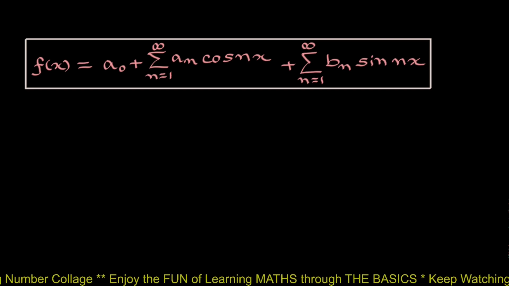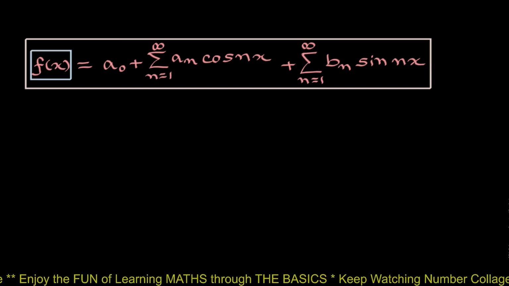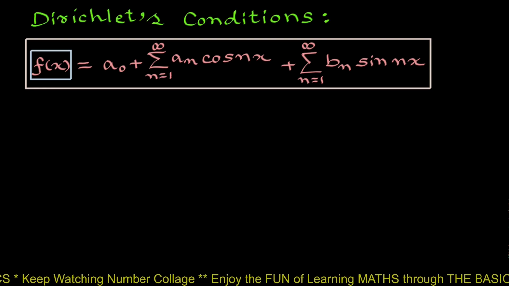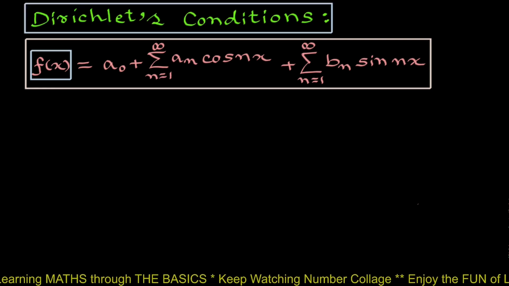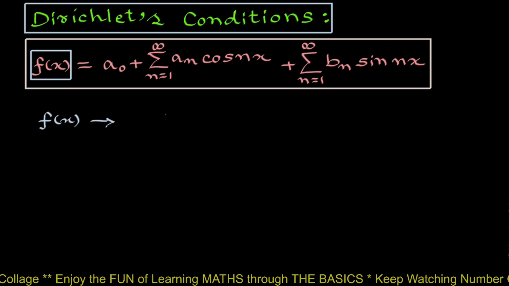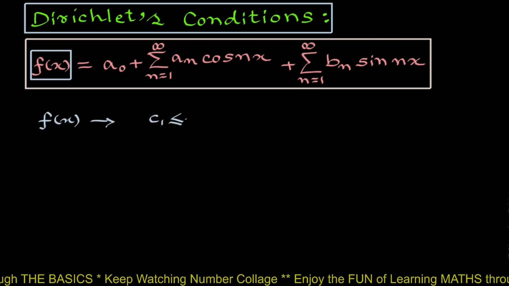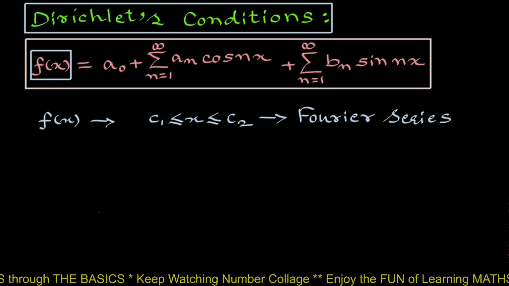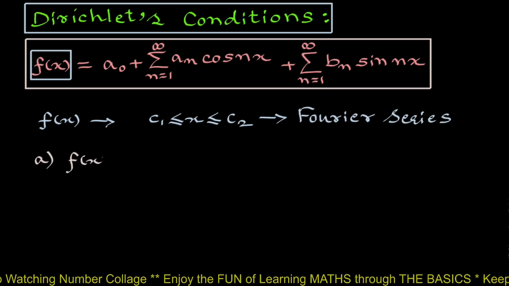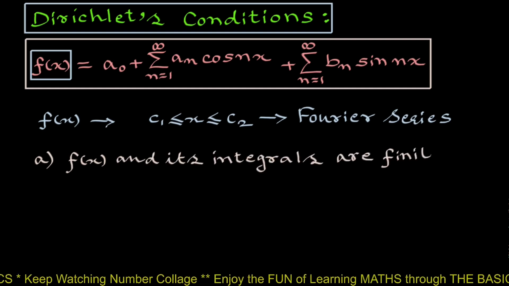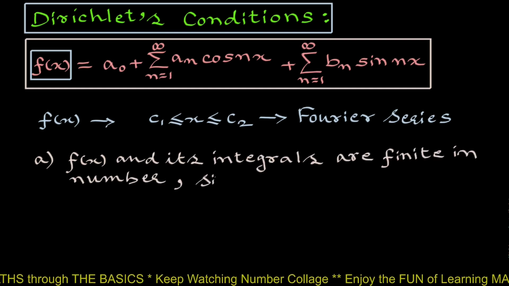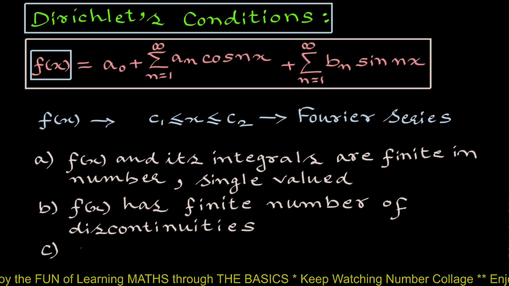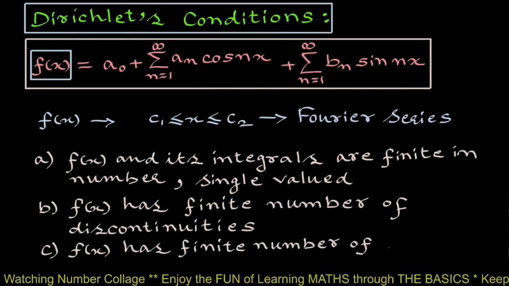There is more to it. This periodic function f(x) with period 2π must satisfy certain conditions known as Dirichlet's conditions. According to Dirichlet's conditions, function f(x) defined in the interval c1 less than or equal to x less than or equal to c2 can be expressed as Fourier series under following conditions: a. f(x) and its integrals are finite in number and are single valued. b. f(x) has finite number of discontinuities. And c. f(x) has finite number of maxima and minima.